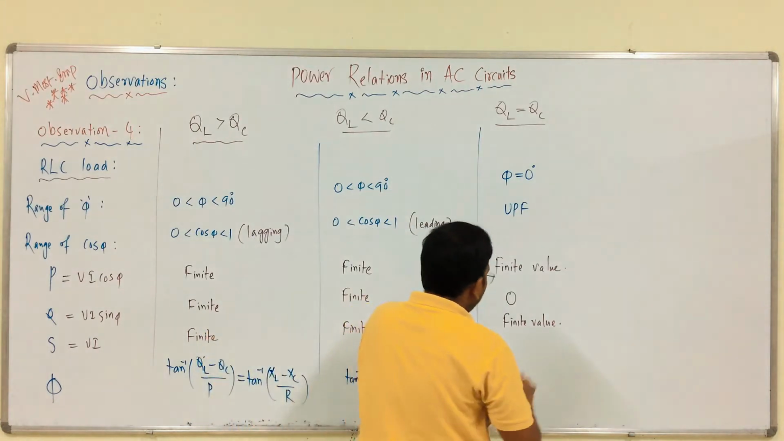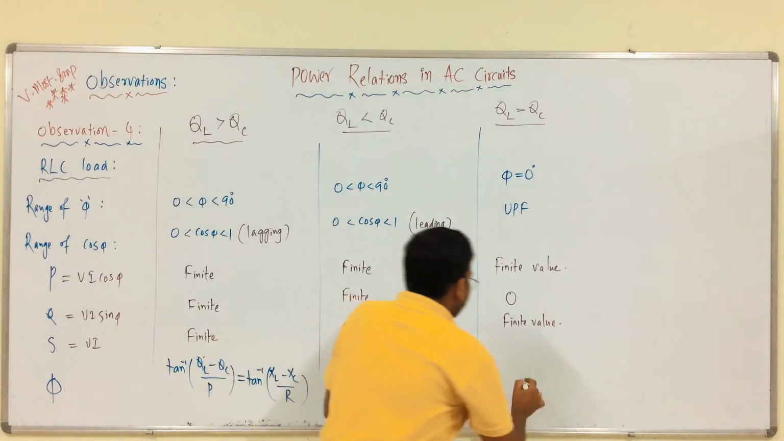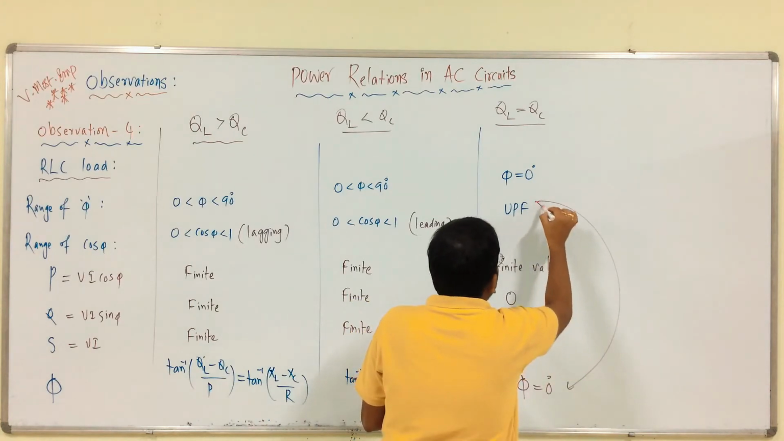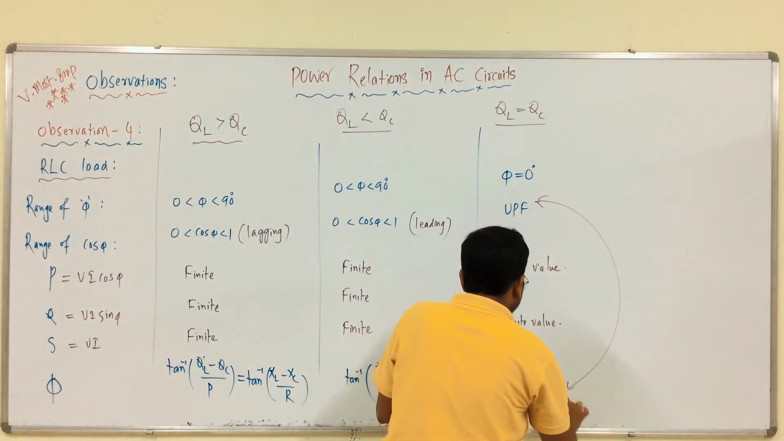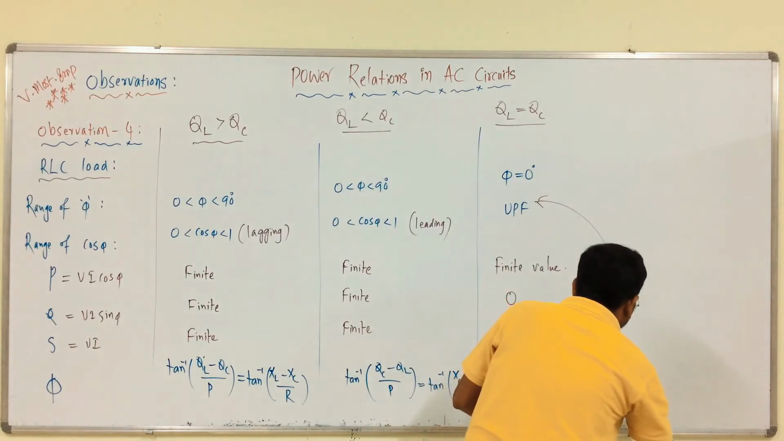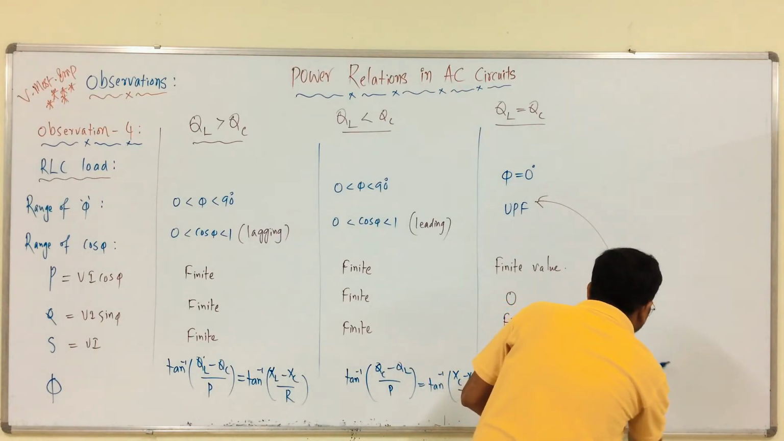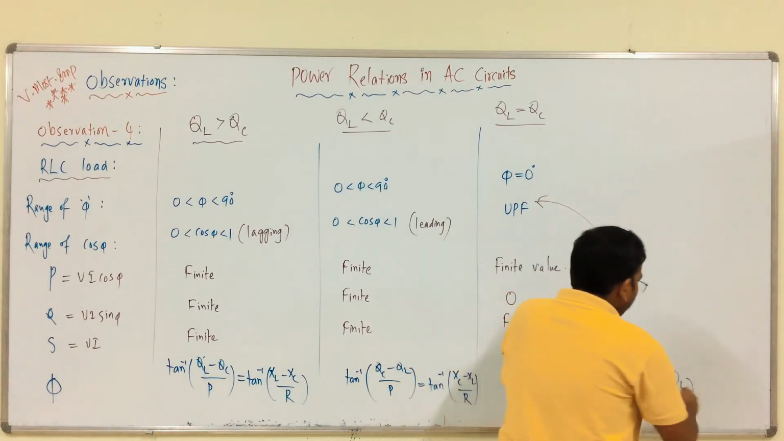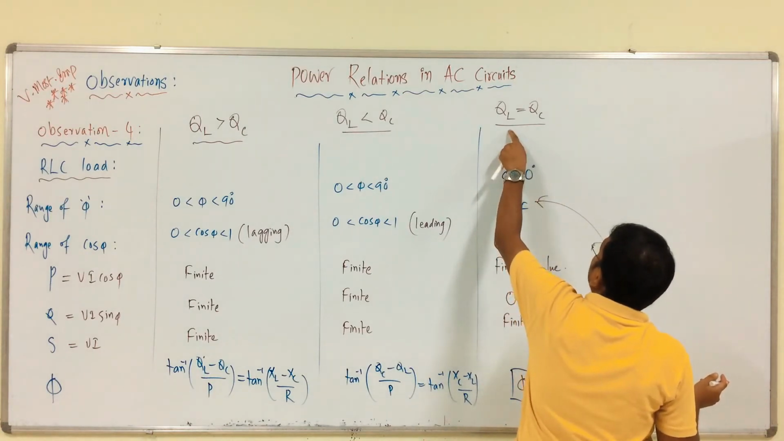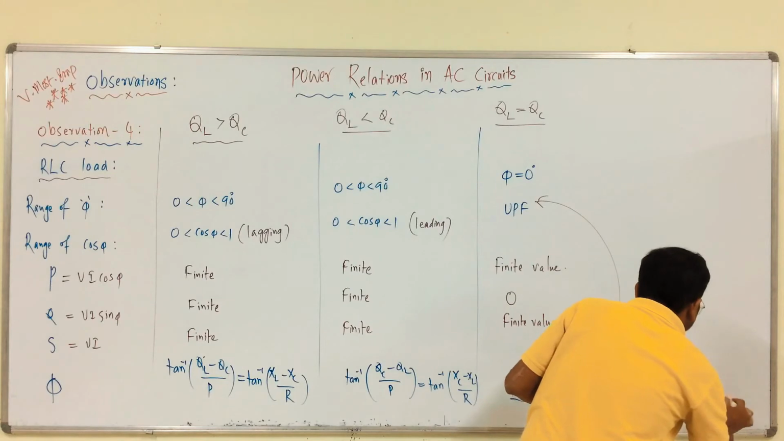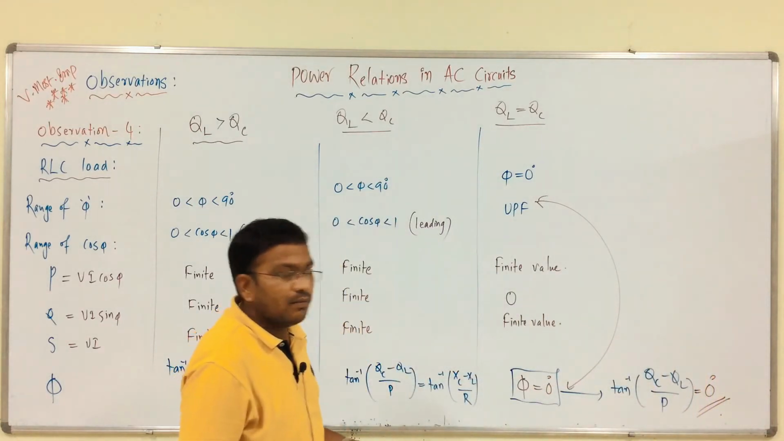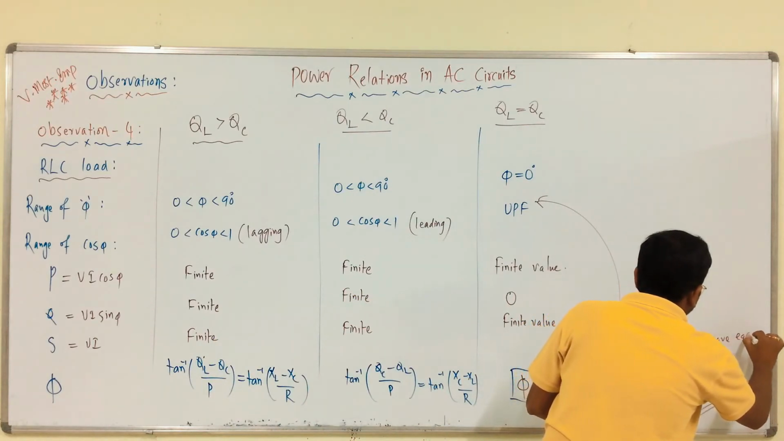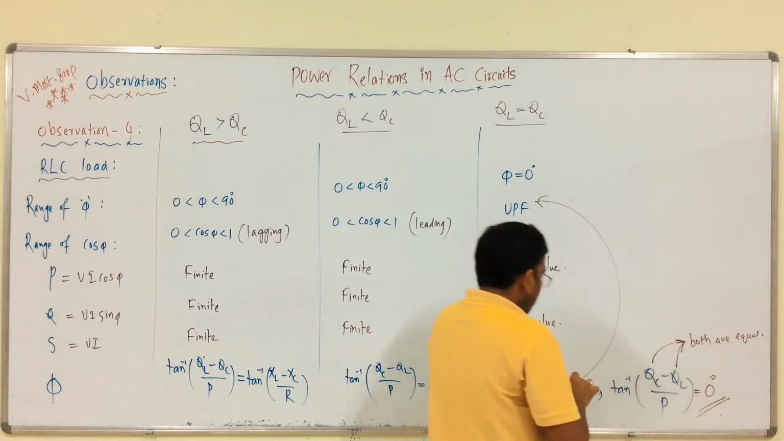From this, tell me what is the phi value? Phi is equal to 0 degrees. That is why we have UPF. Why is it 0 degrees? This represents tan inverse, whether it is XL or XC, or QL, sorry, whether it is, for example, QC minus QL by P. We know that QC minus QL should be equal to 0, QL equals QC. Therefore, 0 degrees, right? Both are equal.